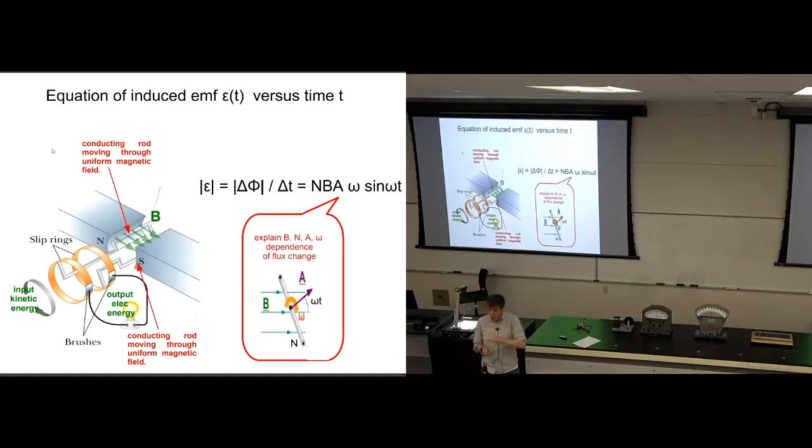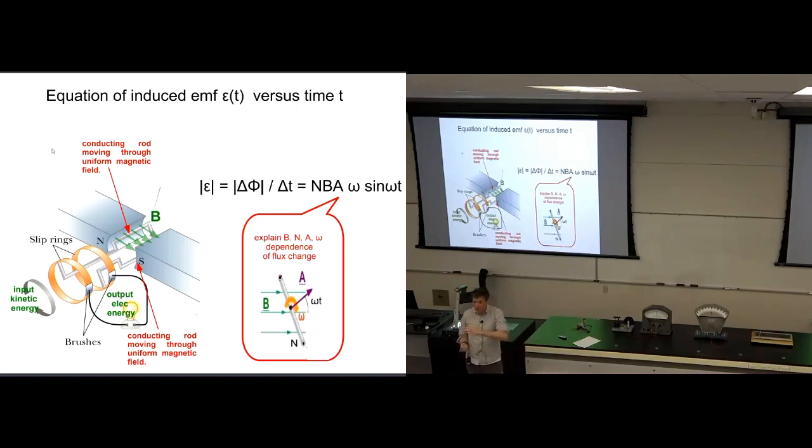Just like you could write down a dedicated version of Faraday's law for the induced EMF in the linear electric generator, you can write down a dedicated version of the induced EMF in this rotational motion generator. So just like the previous case, where there's a special equation, BLV, that told us the induced EMF, there's a special equation here, NBA omega sine omega t, that tells us the induced EMF here.